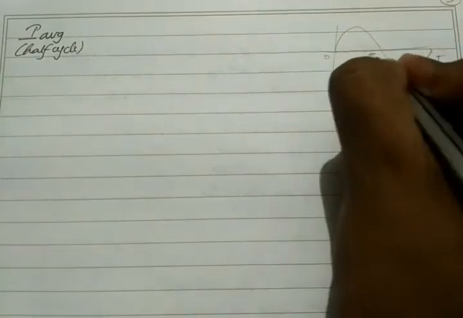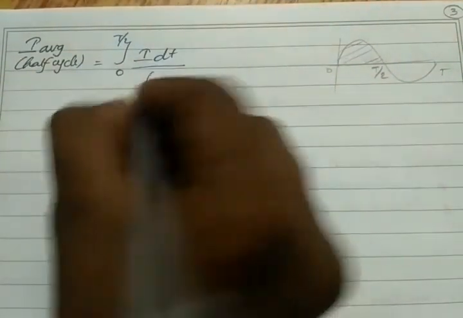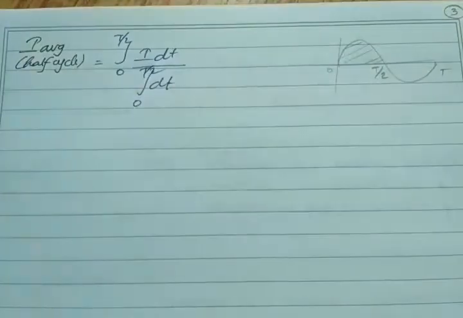Okay, for a full cycle we take the limit from 0 to T. For a half cycle, 0 to T by 2. So only for a half cycle the limit will be 0 to T by 2. We do the same process and get the half cycle value. So 0 to T by 2, integral of I dt divided by the integral of dt. This is the equation for I average. For a half cycle I take the limit from 0 to T by 2.